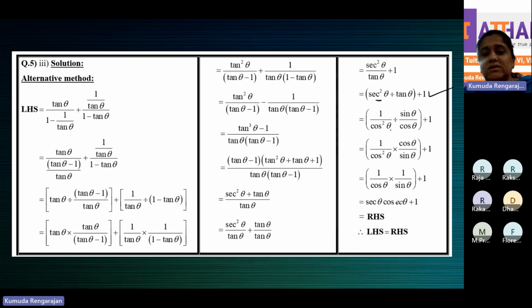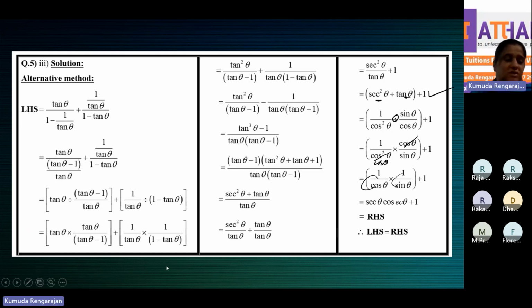Now what is secant squared theta? 1 by cos squared theta. And what is tan theta? Sin theta by cos theta. And 1 by cos squared theta, in this division becomes multiplication, cos theta by sin theta. So cos theta cancels with cos squared theta, leaving 1 by cos theta, plus 1. So this is nothing but 1 by cos theta into 1 by sin theta plus 1. 1 by cos theta is secant theta, and 1 by sin theta is cosecant theta, plus 1, which is the RHS.